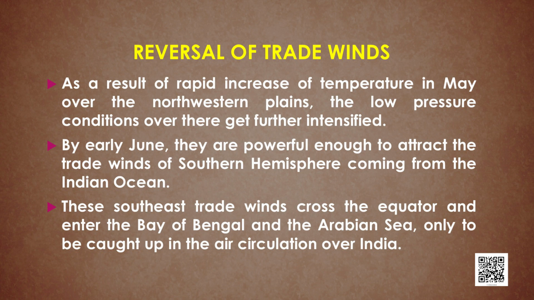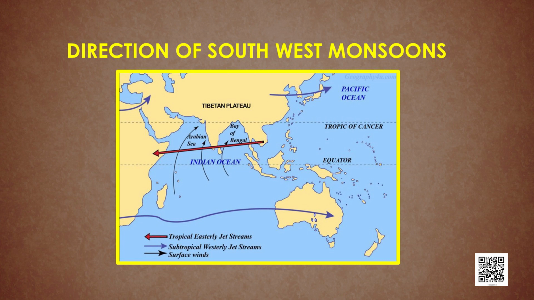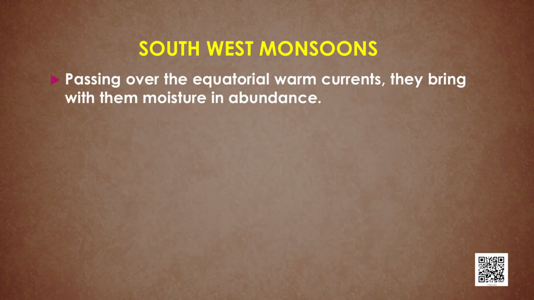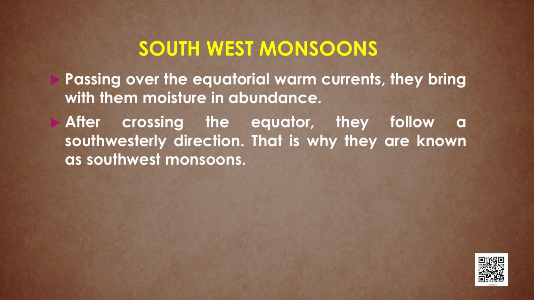These southeast trade winds cross the equator and enter India by the Bay of Bengal and by the Arabian Sea, only to be caught by the mid-air circulation. So children, do not forget that we have a weather system near the earth and also in the upper air atmosphere. Now we are talking about southwest monsoons. Passing over the equatorial warm currents, they bring a well-needed moisture, a lot of moisture in abundance. After crossing the equator, they follow a southwesterly direction. So they are southwest monsoons.